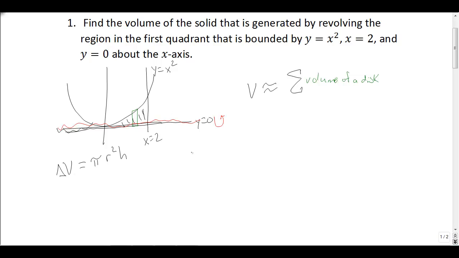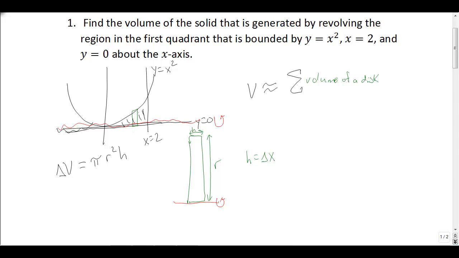Let's just draw this green rectangle here much bigger. When I rotate that around, maybe I'll draw my axis of rotation here. When I rotate that around and I get a disk, this distance here will be the radius of the disk once I rotate it around. This distance here is the height. Notationally, that small distance is going to be delta x. So our height is delta x, the change in the x value.